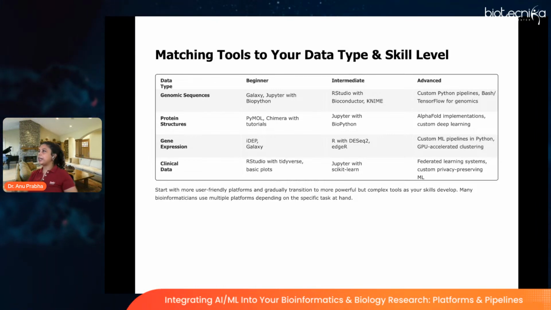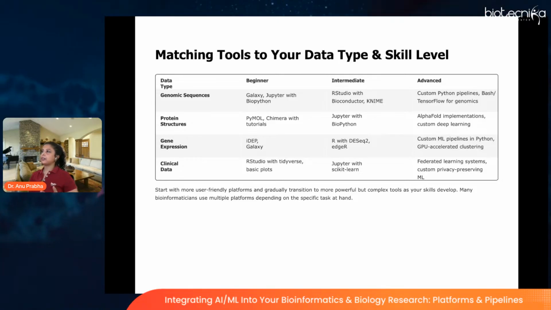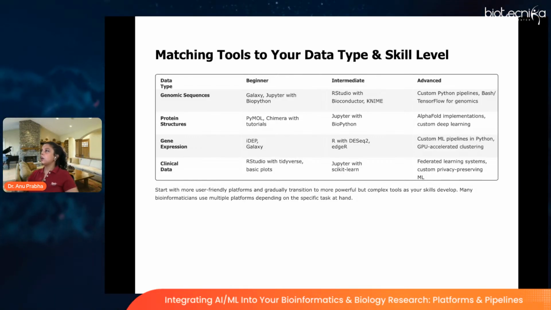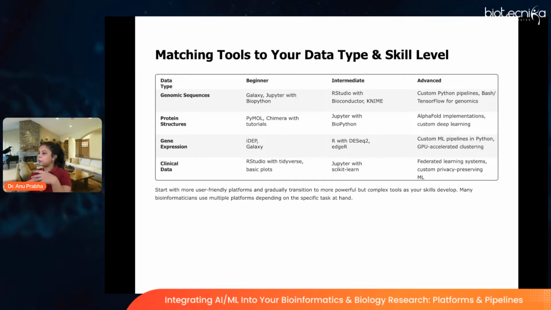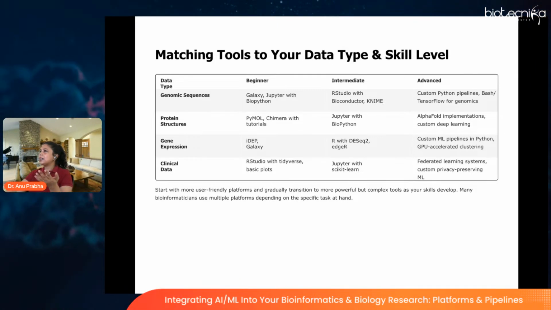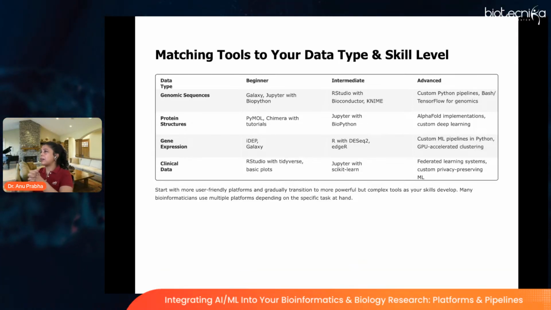Again, matching tools to your data type and skill level. If you are a beginner just starting out, or if you have already done some experiments and want to try some intermediary level tools, or if your skill is at an advanced level where you know what products and pipelines are and want to work with them, I've put some examples here for you to try out. At least the beginner and intermediate ones are something you can very well just go out and try.